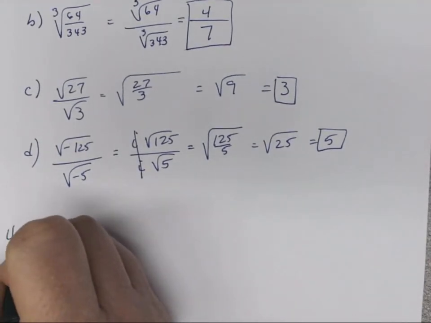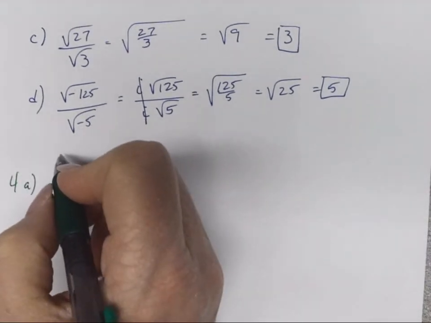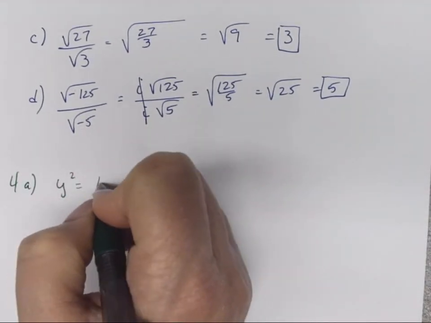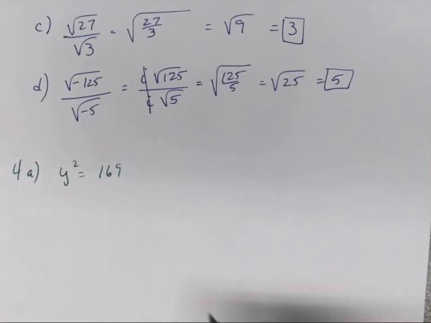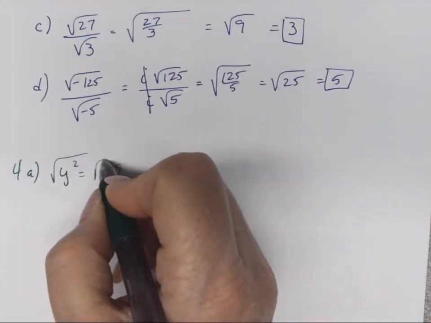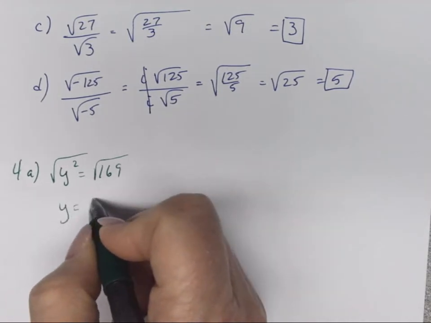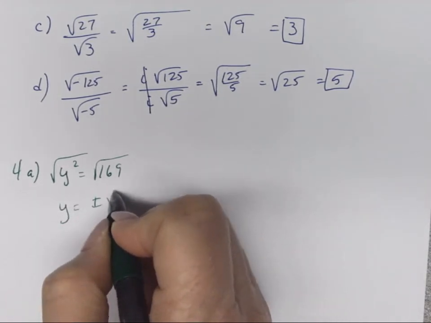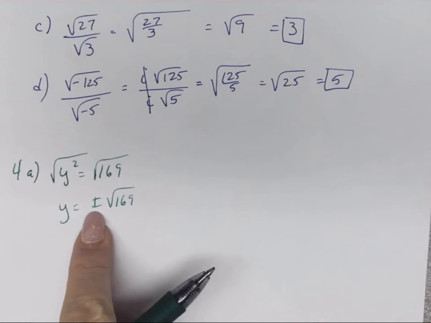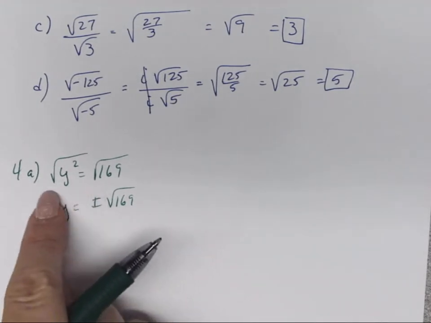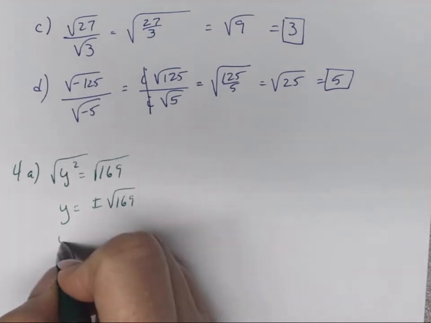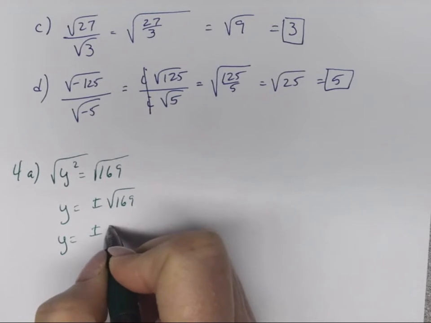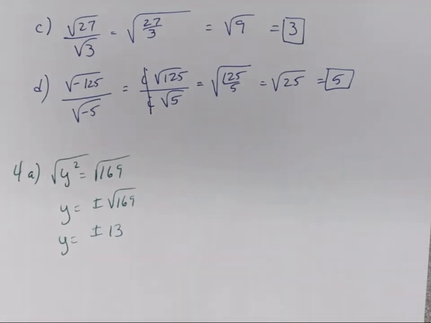All right, let's look at number 4. We have y squared is equal to 169. Here we are solving using the square root property. So I'll take the square root of both sides, and I get y is equal to plus or minus the square root of 169. You need to remember that when you're introducing a radical, you have to use the plus or minus. That is a perfect square, so I get y is equal to plus or minus 13.